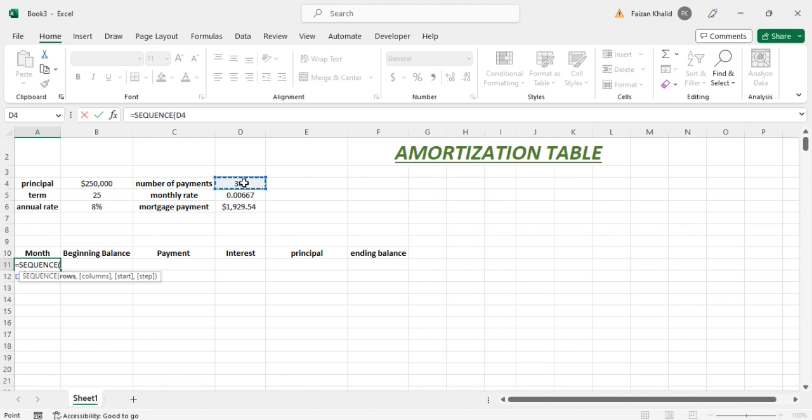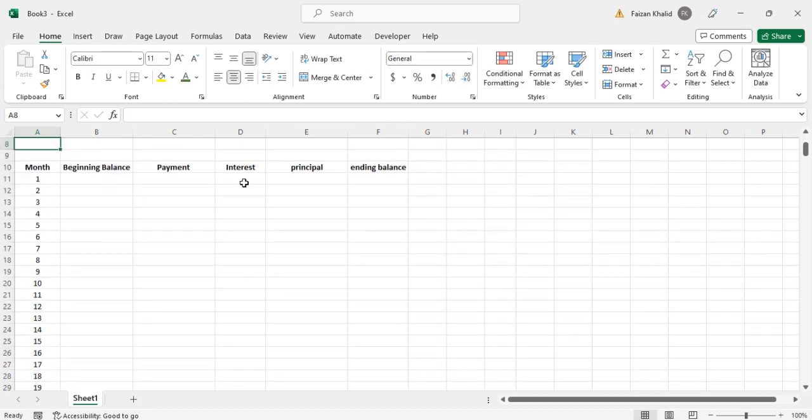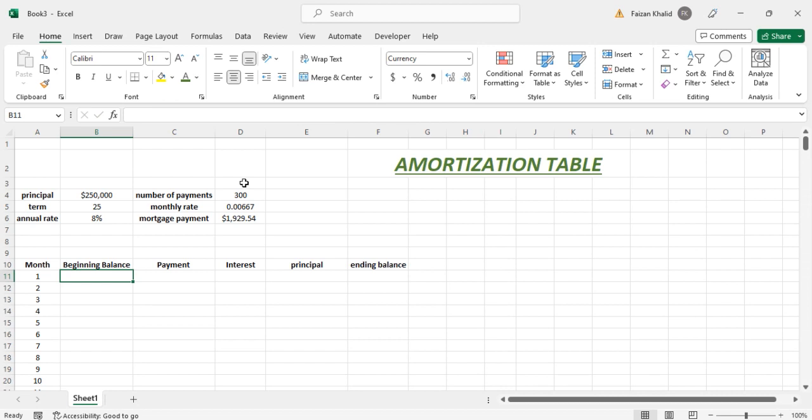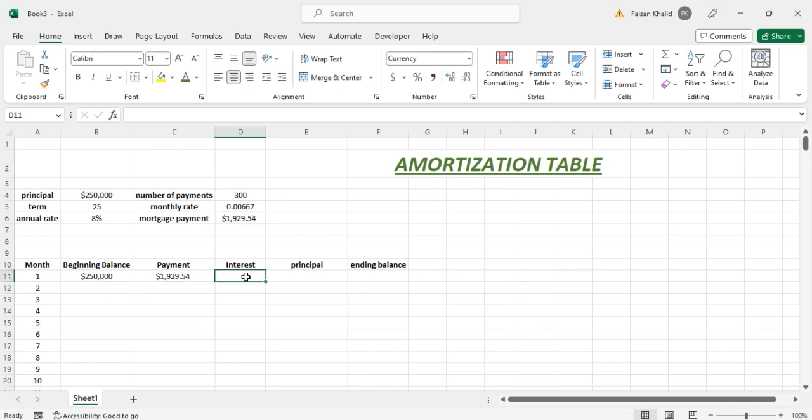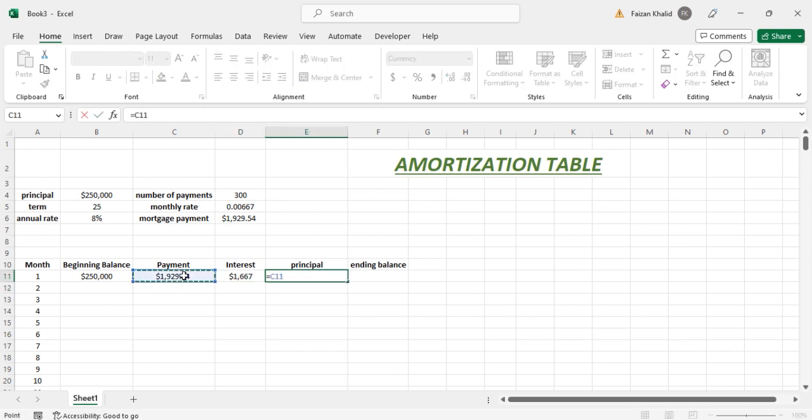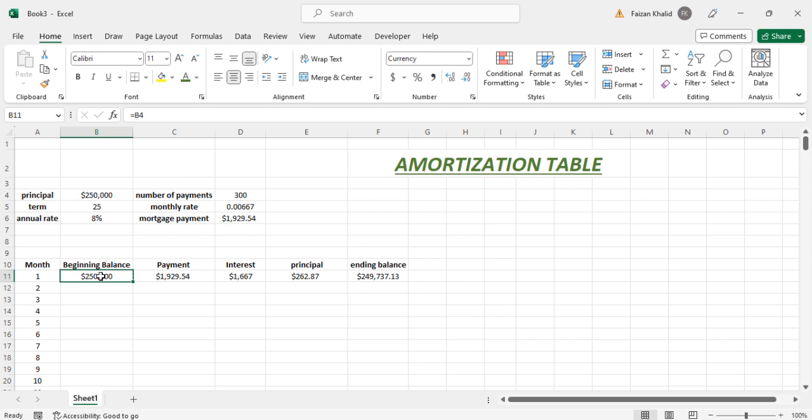So directly, I don't need to write 1, 2, 3, 4, 5 like this. The beginning balance should be the principal amount, and we have the payment. The payment, of course, is the mortgage payment. Interest, how can we calculate the interest? The formula of interest is beginning balance multiplied by monthly rate, and the principal amount is payment minus interest. And for ending balance, we have beginning balance minus principal. Got it? It's very easy.